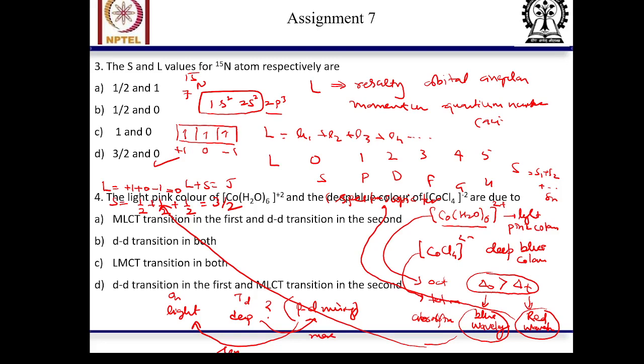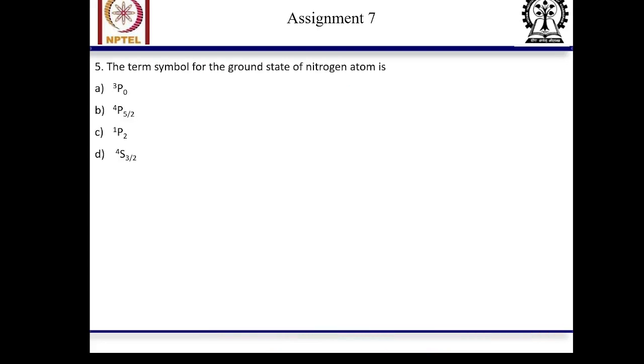Why? Because octahedral is a centrosymmetric complex where we have less p-d mixing, and tetrahedral is non-centrosymmetric. There we have more p-d mixing. That's why epsilon tetrahedral is greater than epsilon octahedral. So these are the three concepts here for question number 4. I hope you got it.